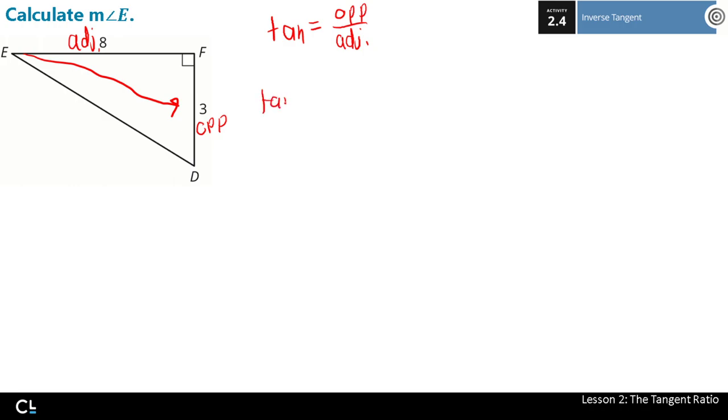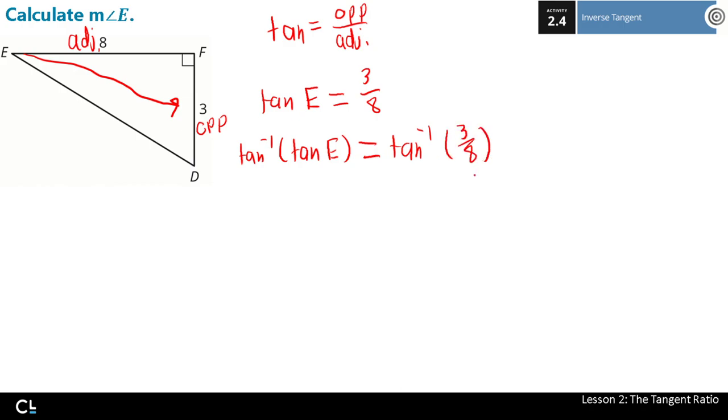So we can say tangent of angle E is equal to 3 over 8. And now we just have to find our tangent inverse. So we do tangent inverse of tangent E equals tangent inverse of 3 over 8. On our left side here, the tangent inverse and the tangent cancel. We're just left with, hey, E. And then on our right side, we have to plug in our calculator.